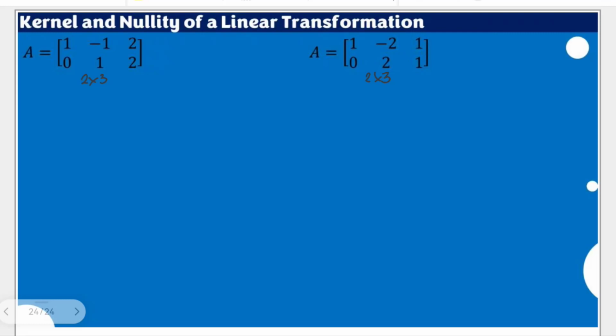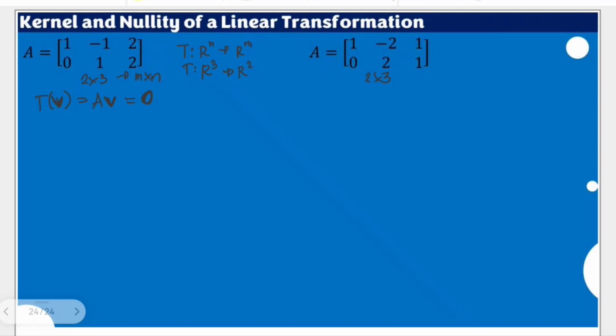Since we have here matrices, we have the transformation using a certain vector v equal to A times your certain vector v, which would be equal to the 0 vector. Now the 0 vector here is actually dependent on the type of linear transformation. Take note, we have a 2 by 3 matrix here. If we have m by n, the transformation here is from Rn to Rm. In short, we have here R3 to R2.